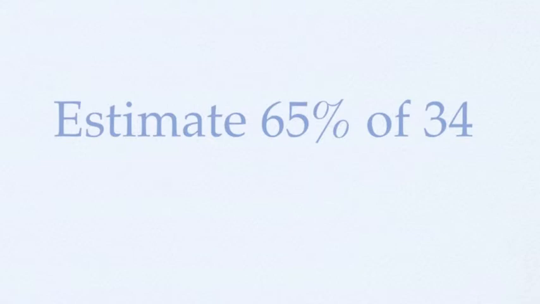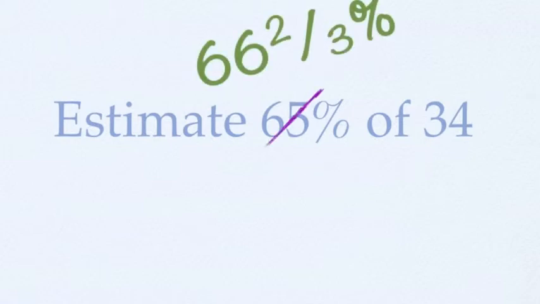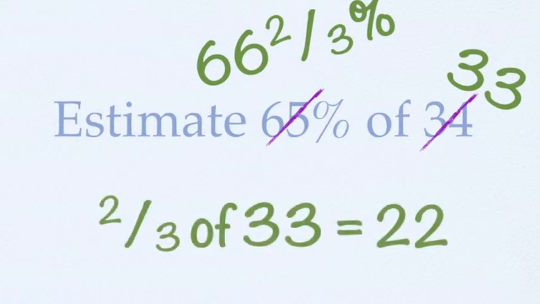65% of 34. Here I actually want to find compatible numbers for both of them. 65% is pretty close to 66 2/3%. That seems a little complicated, but when I compute it, I'm actually just multiplying by 2/3. 34 is pretty close to 33. So when I try and find the estimate, it's actually going to be 2/3 of 33, which will be 22.